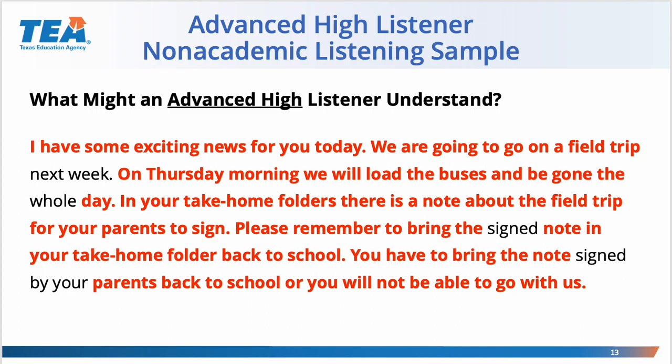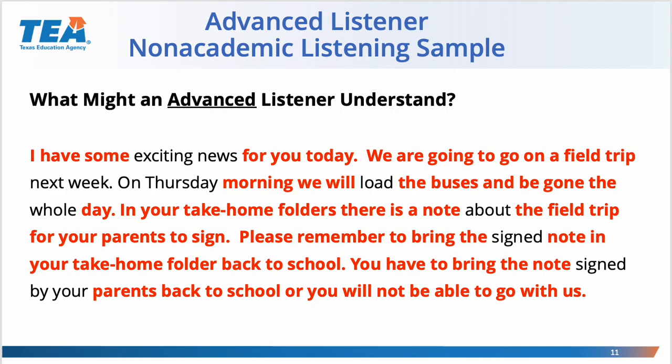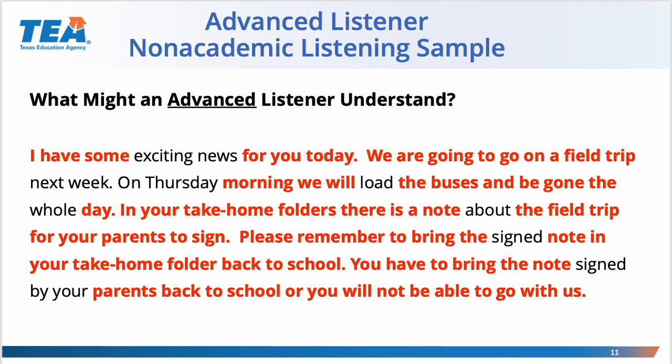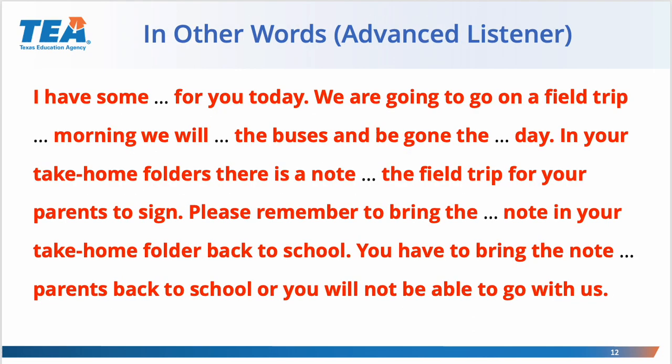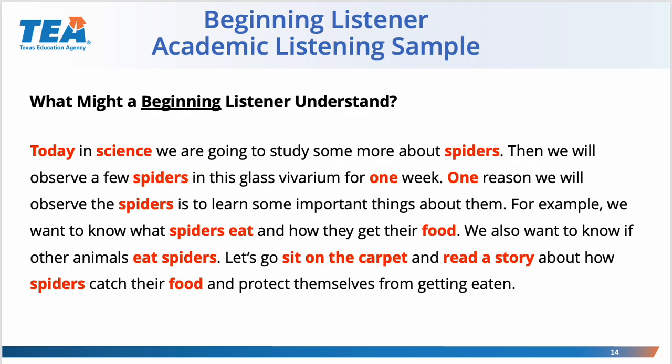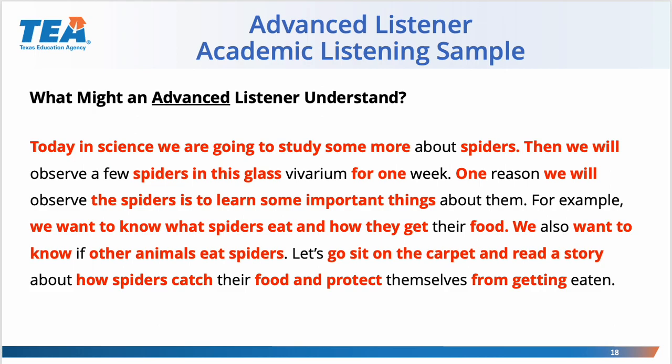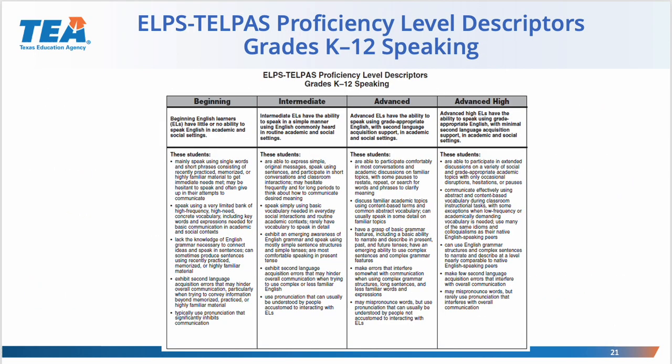And then, of course, our advanced kid up here, they didn't get the word signed, right? So they might bring the note back, but it might not be signed. It's just really interesting to see those differences. Okay, and then we're going to skip over these. There's some more examples, and let's go to the speaking rubric.